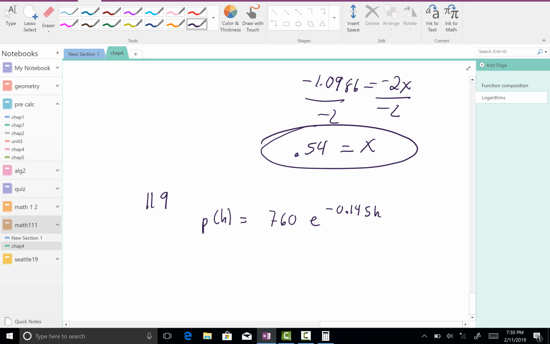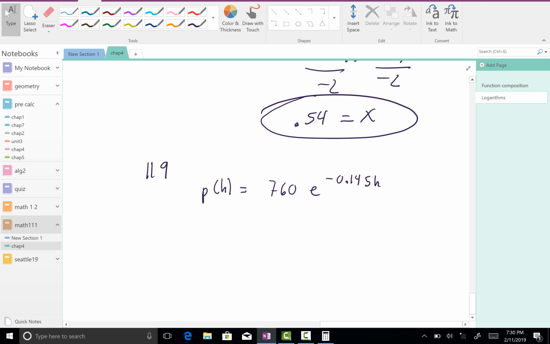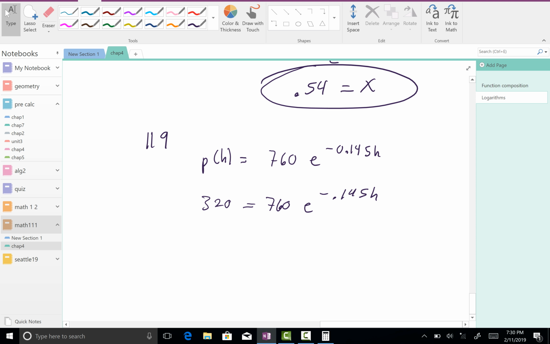So we want to find the height of an aircraft if the atmospheric pressure is 320 millimeters of mercury, correct? So the 320 is going to go where? Is it going to go for the P of H or is it going to go for the H? P of H. Right. That's a good question to ask. So let's do some work here. What should we do to solve for H? What should we do first?